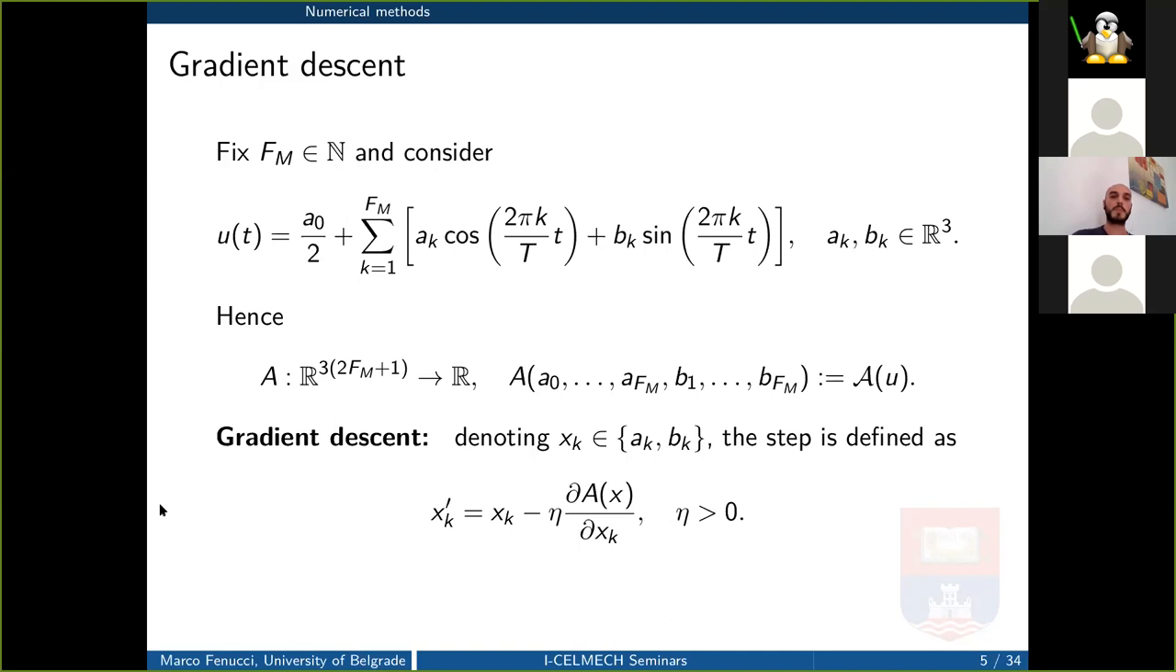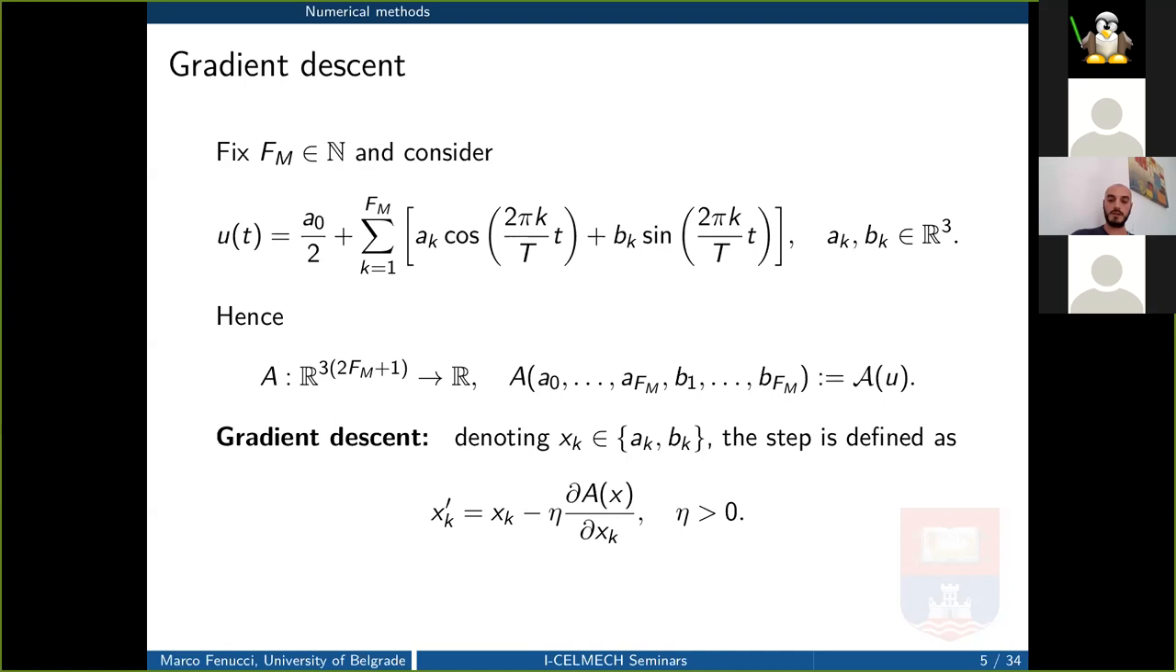But here we said that we are dealing with a functional, which is not a function, so we have to discretize it somehow. To this end, since we are searching for periodic orbits, it is natural to take into account truncated Fourier series. So we fix some maximal order and we consider truncated Fourier series. Then we compose this Fourier series with the action and we obtain a function from a certain R^n to R. And then we can apply the gradient descent to this function, and we simply have to compute the derivatives of this composition of functions.